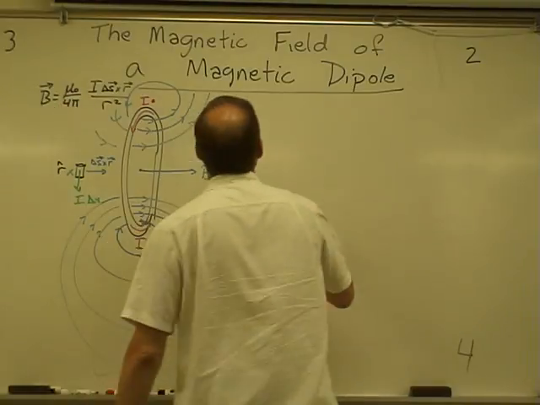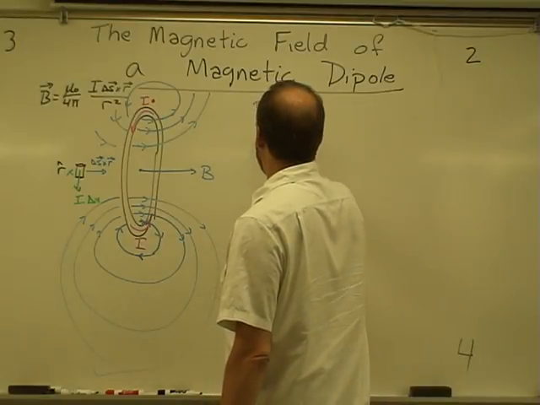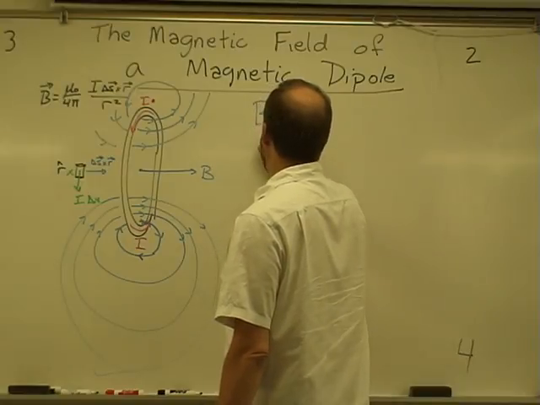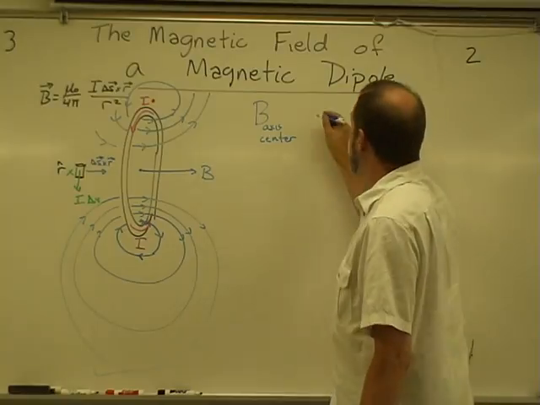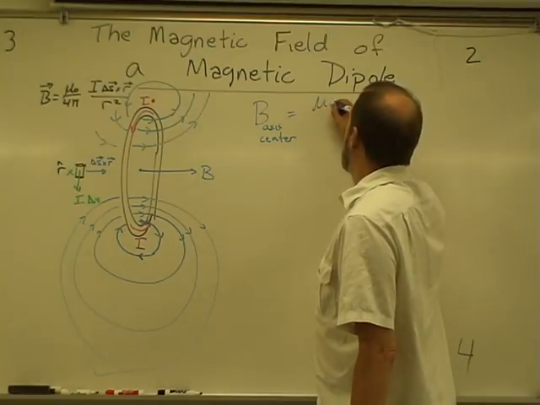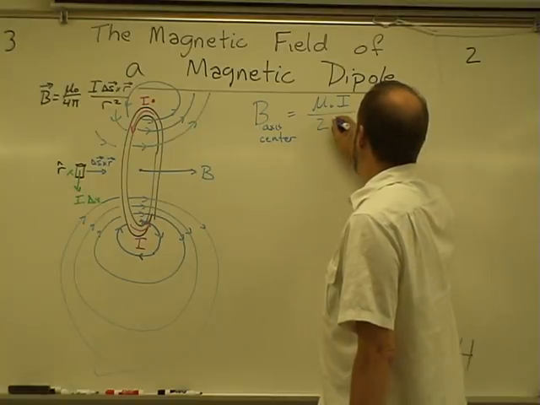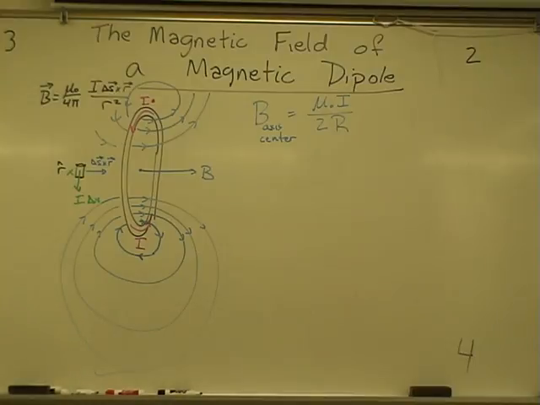Now, the magnetic field caused on the axis at the center is given by mu naught I over 2R, in this case, the difference between the two.